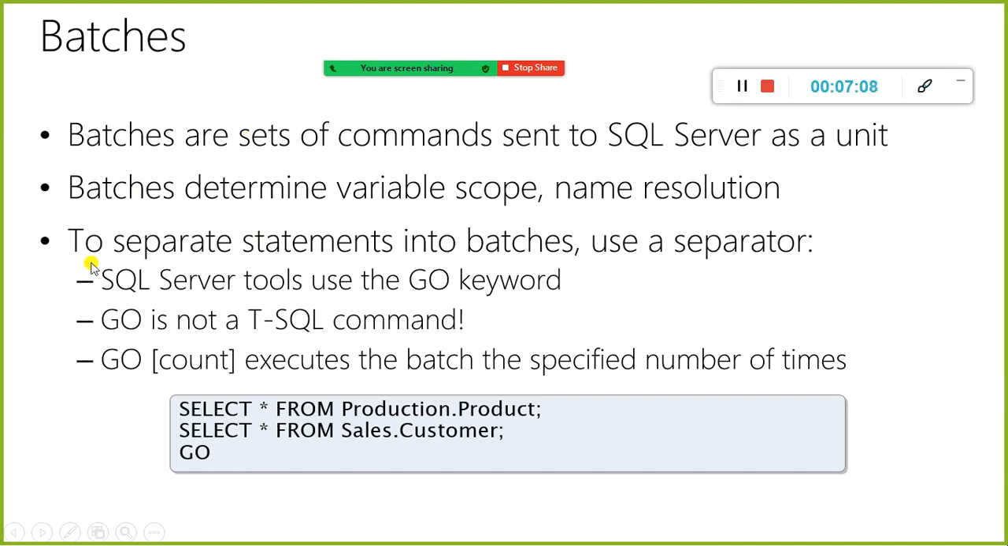I was discussing batches. Batches are sets of commands sent to SQL Server as a unit. Batches determine variable scope and name resolution. To prepare statements into batches, you write select star from, then give GO. That means these two queries will be sent together to the SQL engine behind the scenes. Instead of sending one query at a time, we send these two queries in bulk to the SQL engine, so that they get processed in a matter of seconds.